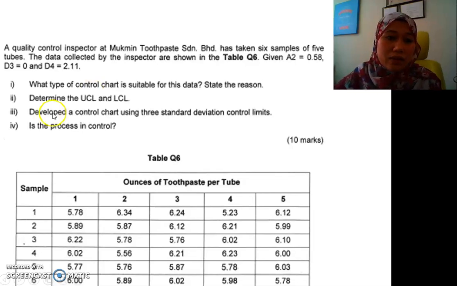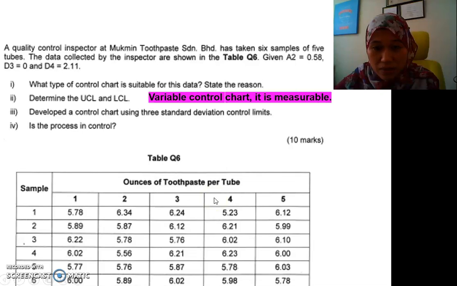Then they ask us to determine the UCL, the upper control limit, and the lower control limit, and then we need to develop the control charts, in which case the X bar chart and R chart, and then conclude if the process is in control or not. The first step: since it's a variable, we answer the first question here, because it's measurable in ounces.